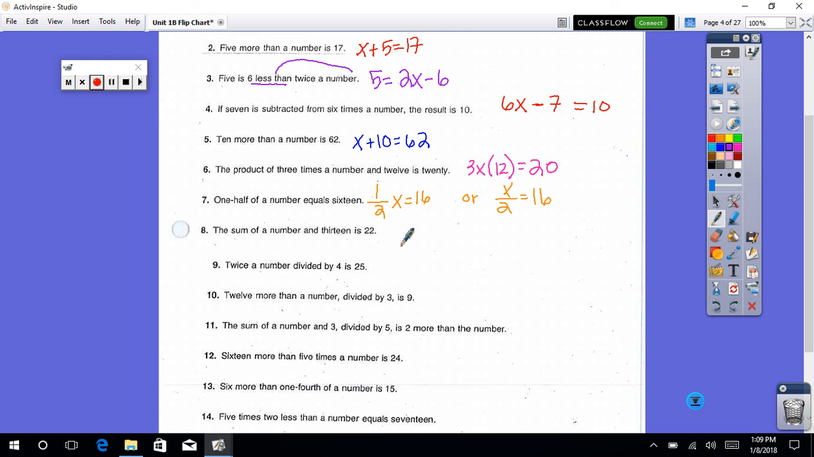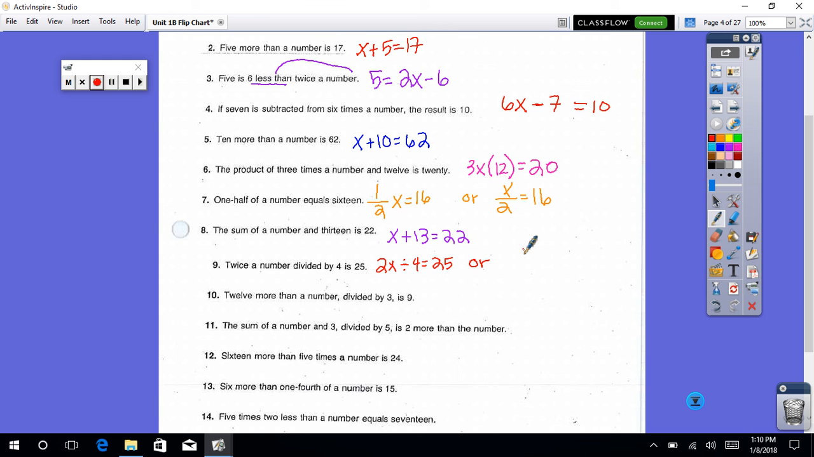The sum of a number and 13 is 22. Twice a number divided by 4. Okay, I know you're thinking 2x divided by 4 is 25. Okay, and that is perfectly fine.